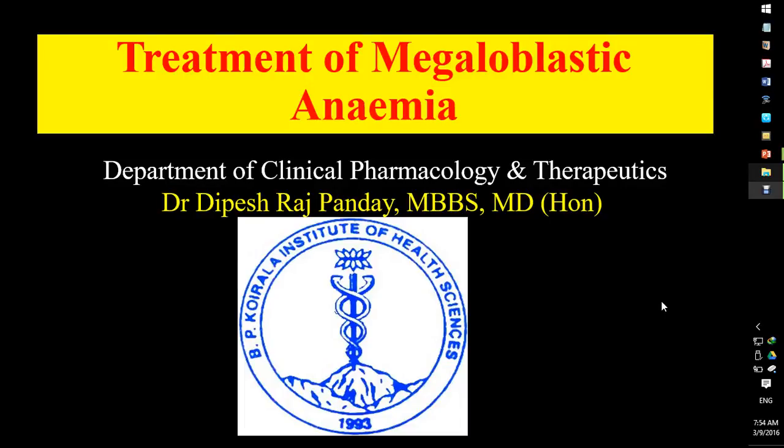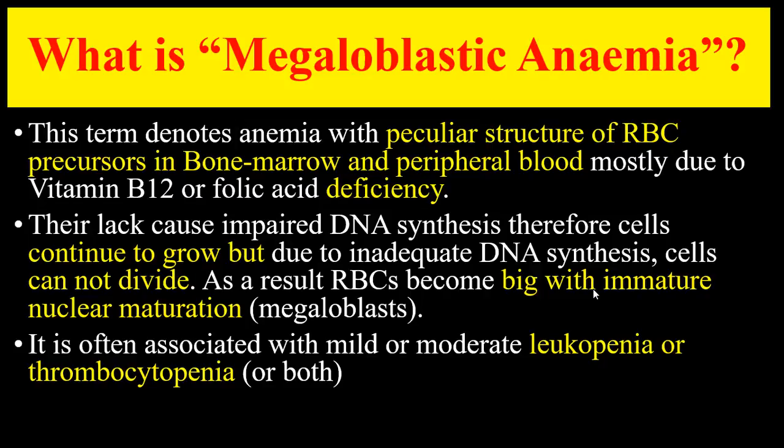Hello there. So we have this treatment of megaloblastic anemia. So first of all, what is megaloblastic anemia? As we all know, it is the result of vitamin B12 or folic acid deficiency, but it has not been named like iron deficiency anemia. That means it has not been named folic acid deficiency anemia or vitamin B12 deficiency anemia. It has been named megaloblastic anemia.